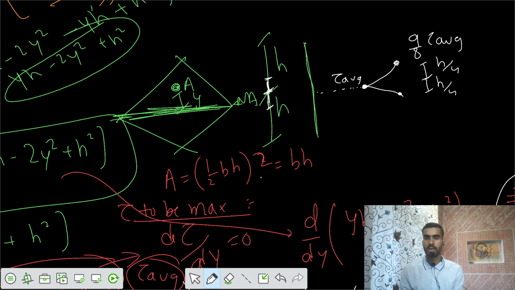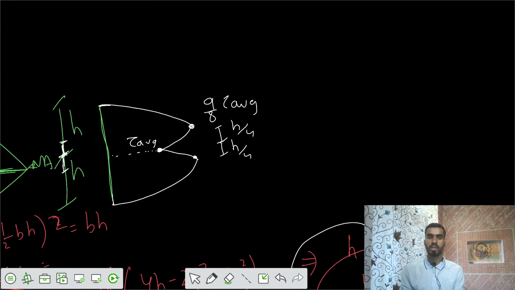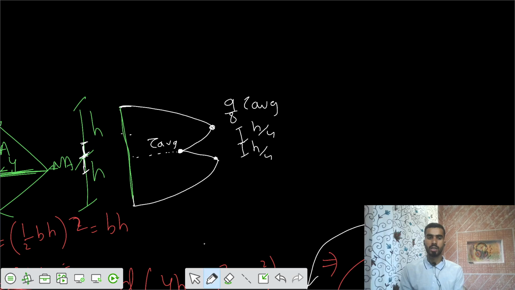Then after that we know that shear stress would be 0 at the ends. Shear stress is equal to 0 at the ends. So this is the variation. This is the shear stress variation.